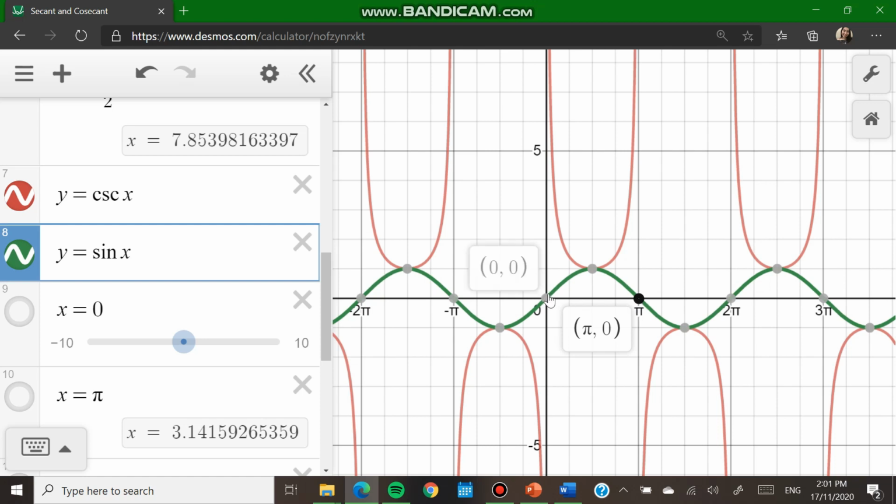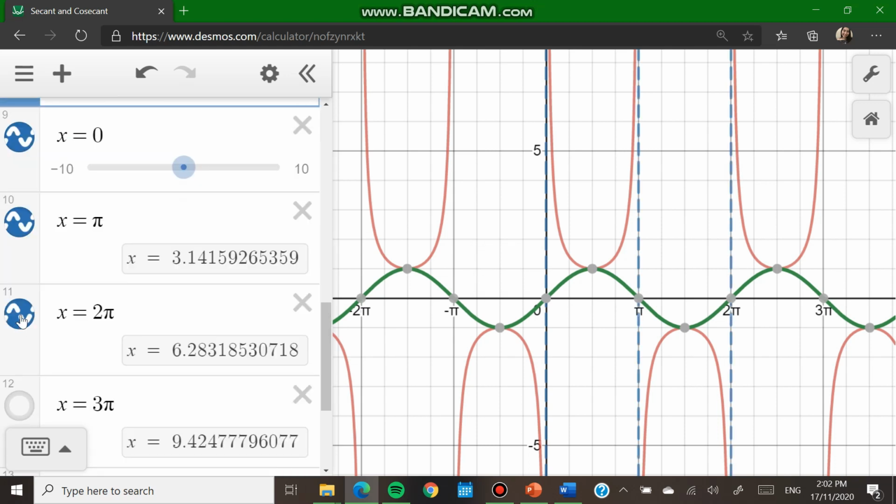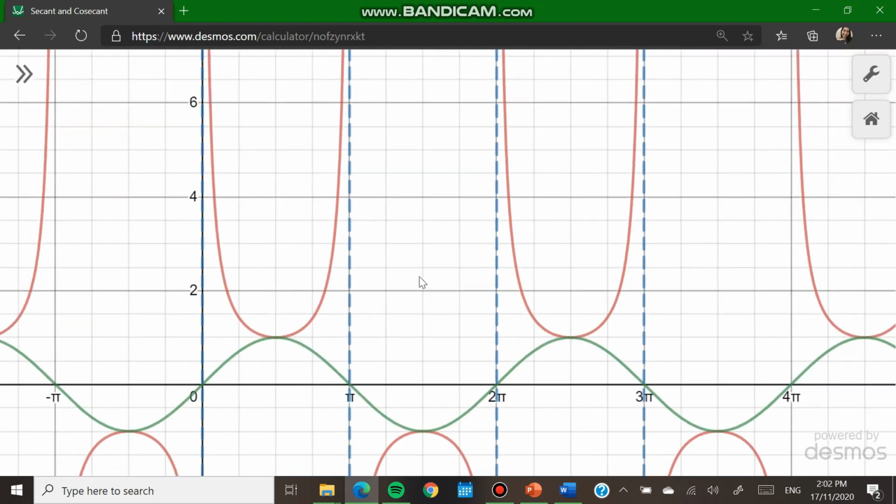For example, this point (0, 0). If the angle is 0, its corresponding sine value is 0. And if we get its cosecant, that means we have to get the reciprocal of 0, which is again undefined. Same goes with pi. Its sine value is 0, so its cosecant value will be undefined because we just have to get the reciprocal. So again, we have restrictions here. If we put here x equals 0, x equals pi, you will see these are the restrictions for our graph, meaning these angles should not be part of our graph.